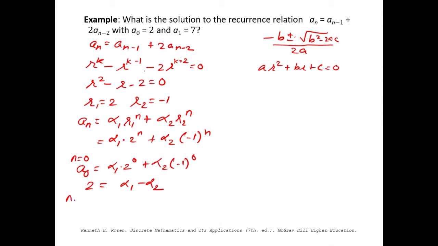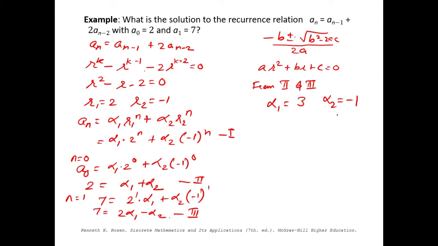And with n equal to 1, we get 7 is equal to 2 alpha 1, that is 2 raised to 1 into alpha 1, plus alpha 2 into minus 1 raised to 1. That is, 2 alpha 1 minus alpha 2. If we solve the above two equations, let's name this equation as 1, this as 2, and this as 3. If we solve 2 and 3, alpha 1 is equal to 3, alpha 2 is minus 1.